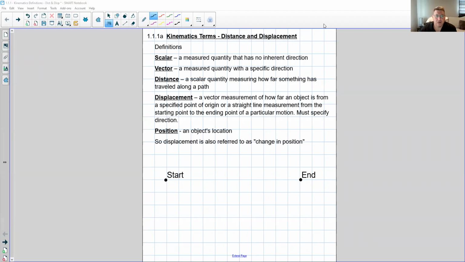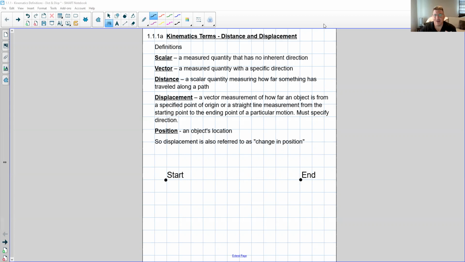Okay, today we're going to talk briefly about scalars, vectors, distance, and displacement. So a few definitions first. A scalar is a measured quantity that has no inherent direction. What that means is this is anything that you measure that does not have a direction attached to it, and it wouldn't make sense to attach a direction to it.